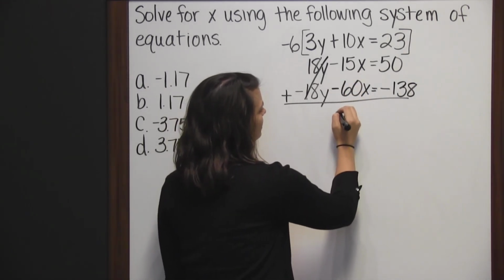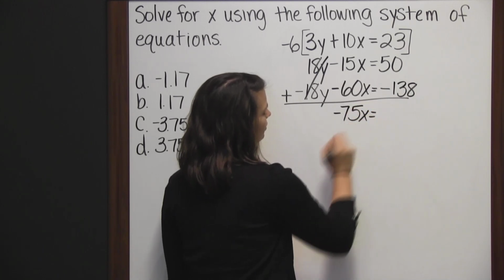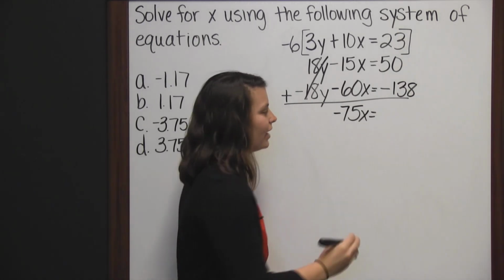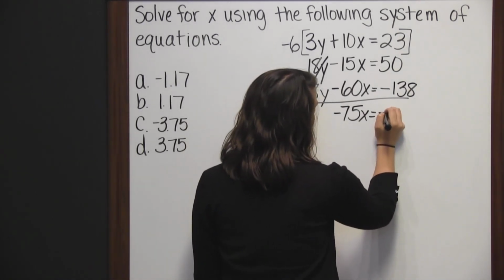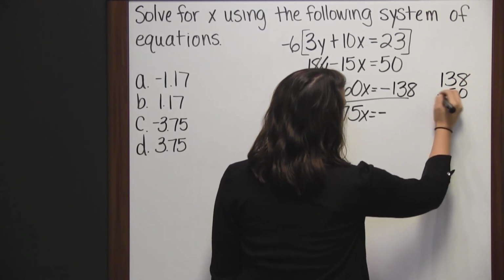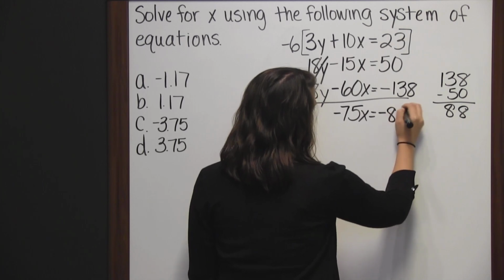-15x and -60x is -75x, equals -138 and 50. When I add those together, I'm going to get a negative, and I can subtract off to the side here. That's 8, and 13 minus 5 is 8, so -88.